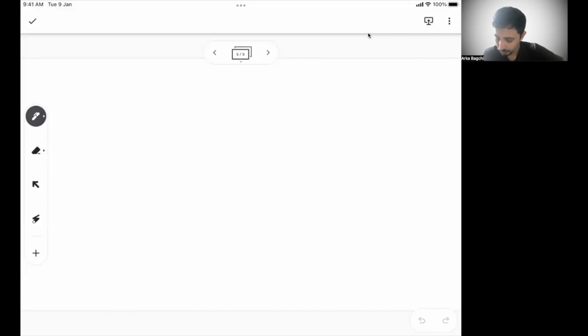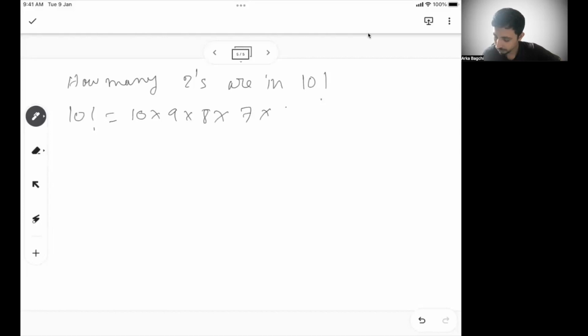Okay, now moving to the next item: what are the prominent types of problems that can come here? It may ask, how many 2's are in 10 factorial? How many 2's are there in 10 factorial? Now we know what 10 factorial is: 10 into 9, 8, 7 into 6 into 5 into 4 into 3 into 2 into 1. So 10 factorial is a multiplication of all this.